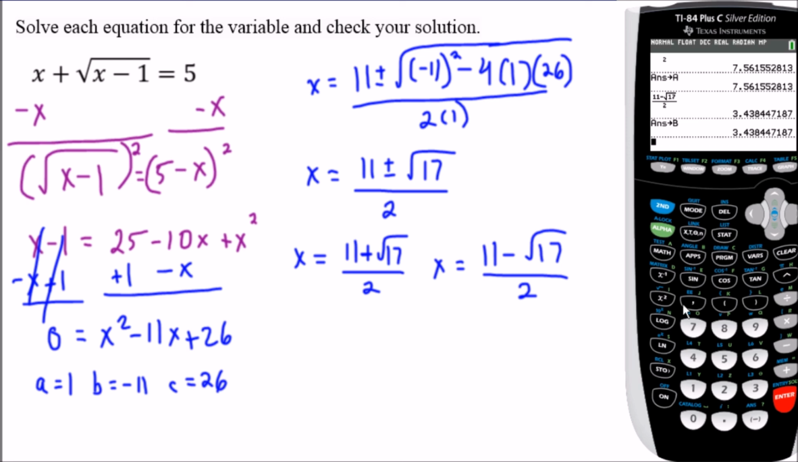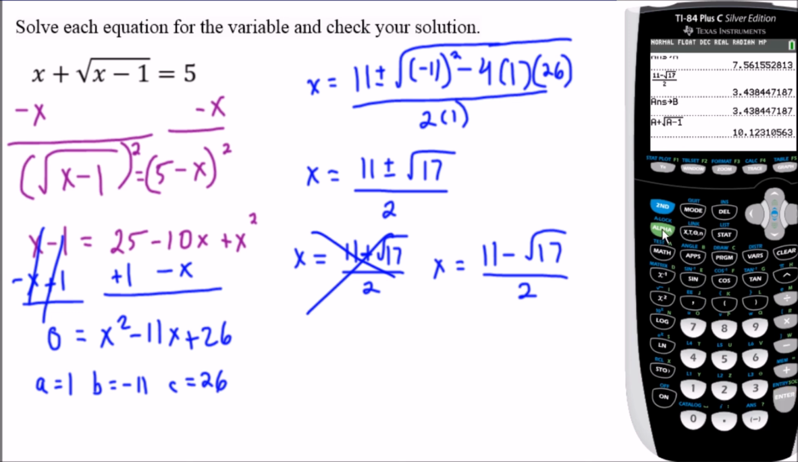So if we try out A, we have x plus square root x minus 1. Let's see if the first solution works. So when we test out the first solution, you see how it works out to 10.123, which doesn't match the 5 here. So this solution is out. And now let's hope the second one works.